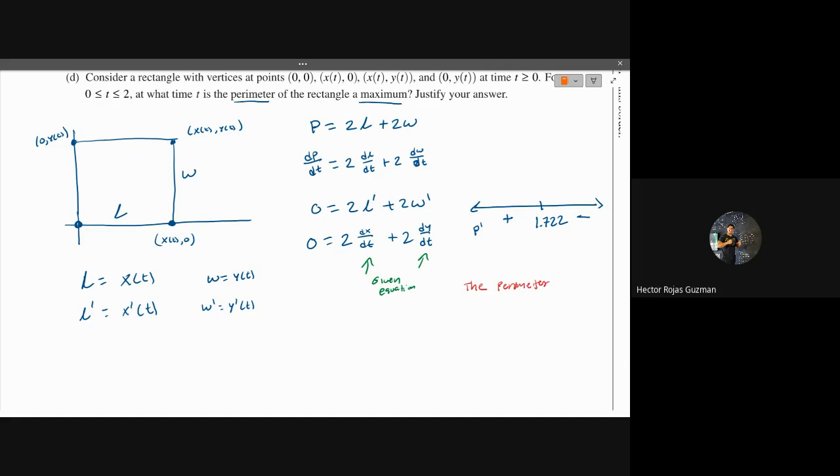The perimeter of the rectangle is at a maximum at t equals 1.722 because P prime changes from positive to negative.